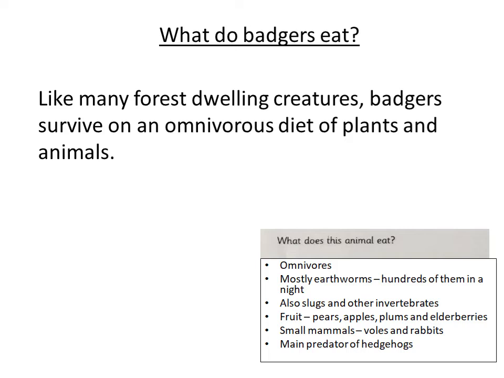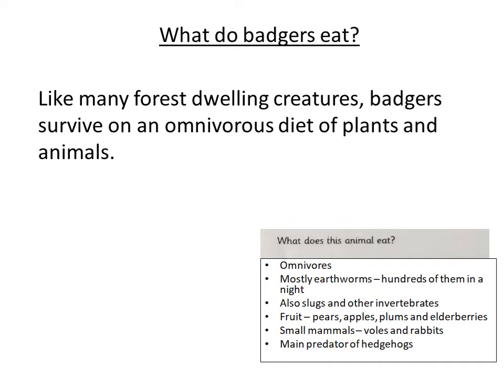So, like many, I have taken that off the sentence starter word mat. Like many forest-dwelling creatures, badgers survive on an omnivorous diet of plants and animals. Okay, you can magpie this first section if you want to. So forest-dwelling, they live in the forest. Badgers survive on an omnivorous diet of plants and animals, okay? That just means what their diet is. If they're carnivores, they would survive on a carnivorous diet, okay? So that is my first sentence.